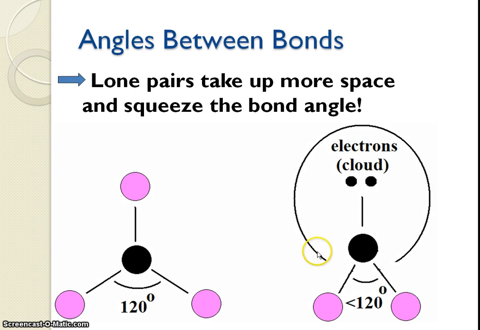And keep in mind that the electron clouds actually take up more space than just an atom over here. So if you had the trigonal planar, it would be 120 degrees. If one of those was an electron cloud, it's going to push those little purple ones together just a little bit more, so it'll be slightly less than 120. So keep in mind that the clouds actually take up more space than just an atom.